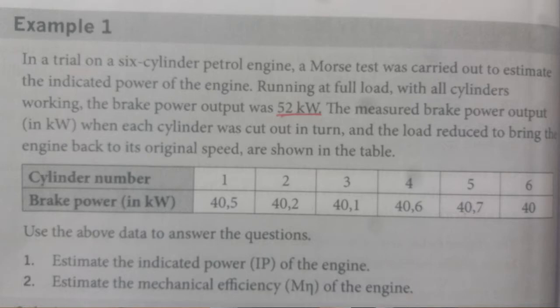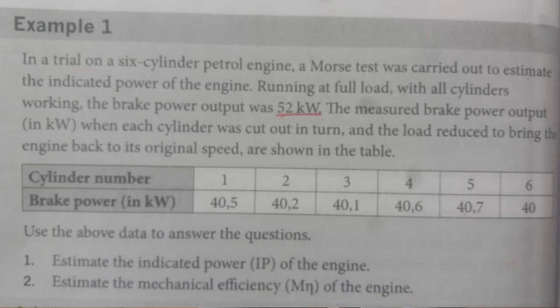In a trial on a 6-cylinder petrol engine, a Morse test was carried out to estimate the indicated power of the engine. Running at full load with all cylinders working, the brake power output was 52 kilowatts. The measured brake power output in kilowatts when each cylinder was cut out in turn and the load reduced to bring the engine back to its original speed are shown in the table. And then they gave us a table recording all the information. Use the above data to answer the questions.